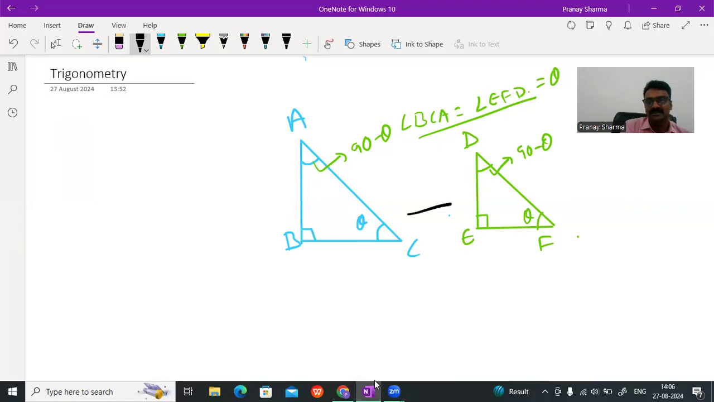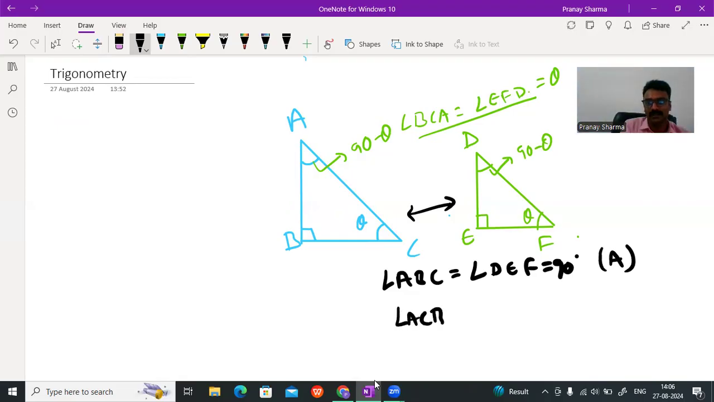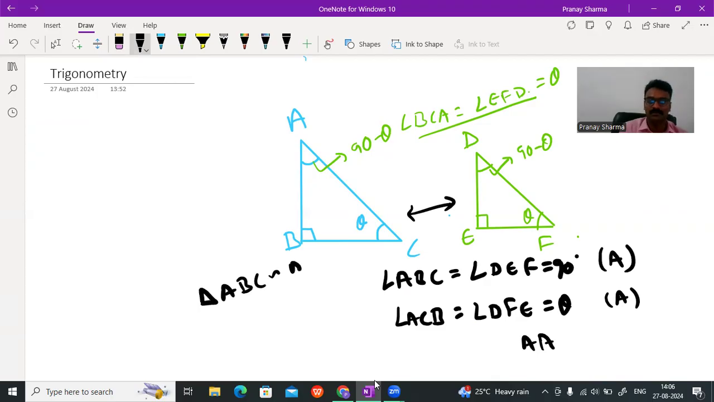If I want to establish a relation between these two triangles, that they are similar, how will I do this? I'll say that angle ABC equals angle DEF, both being equal to 90 degrees. This is something related to an angle. Next is angle ACB equals angle DFE equals theta. This is something that we have presumed. This is again an angle. So we can say by the angle criteria of similarity, triangle ABC is similar to triangle DEF. This is the sign for similarity.